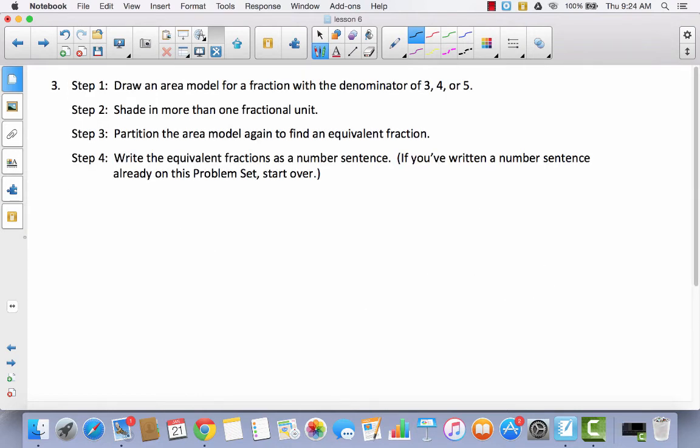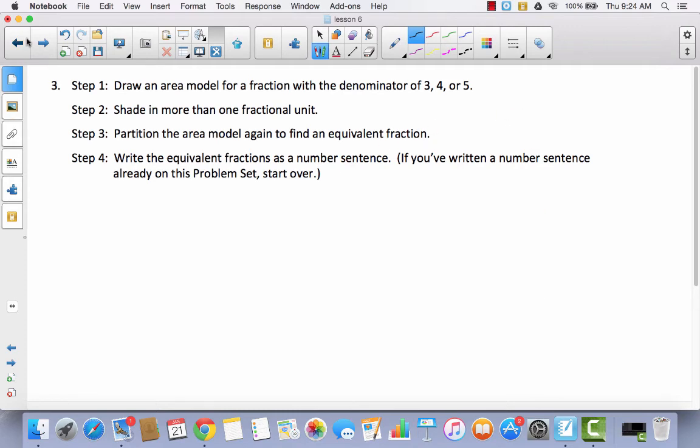All right, last one. Draw an area model for a fraction with the denominator of 3, 4, or 5. Shade in more than one fractional unit. Partition the area model again to find an equivalent fraction. Write the equivalent fraction as a number sentence. If you've written a number sentence already on this problem set, start over. So it's always good to read all the directions before you get started. I don't want to do something that's already on this problem set.